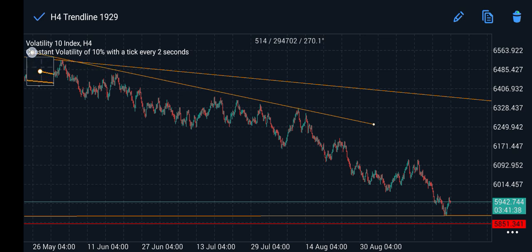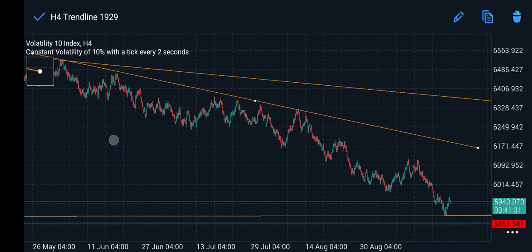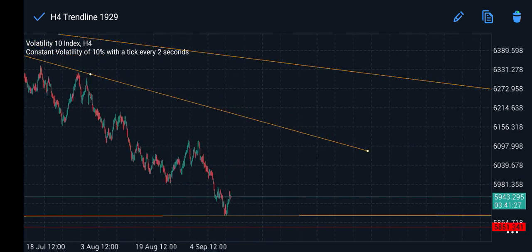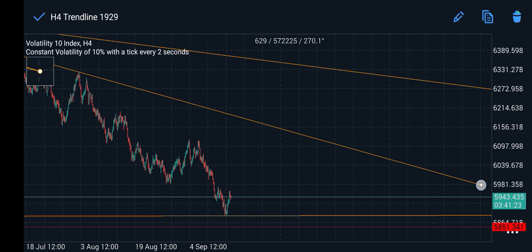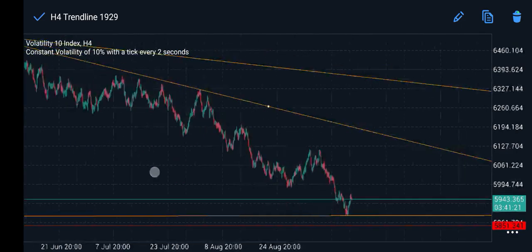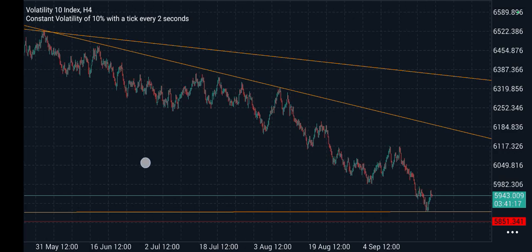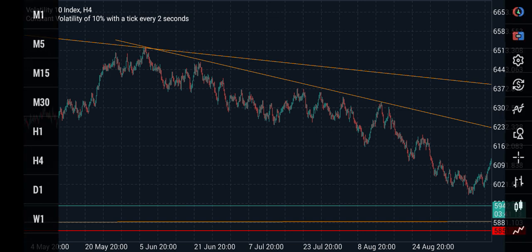So what you do here is, okay, you do it this way, you see. So we can see that we have 2 touches. We have one. This was the last part. The first trend line was touching.